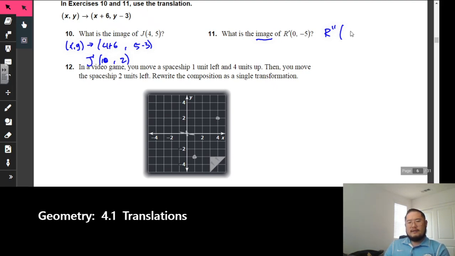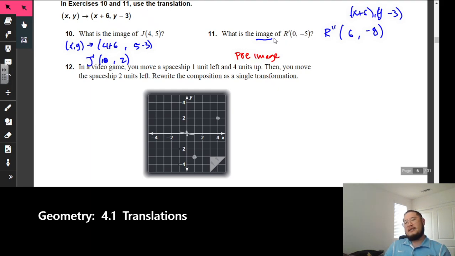We'll take 0 and plug it into the equation. We have x plus 6, comma, y minus 3. So 0 plus 6 is 6, and then we have negative 5 minus 3, which is negative 8. And that right there is R prime. Now my question to you, since I got a little ahead of myself, is what is the pre-image?